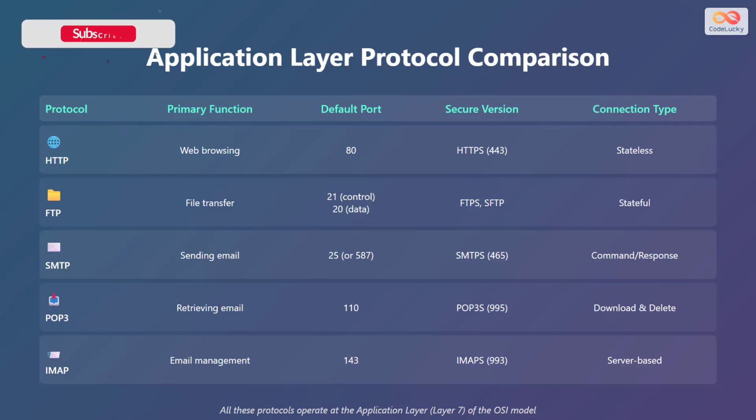IMAP's primary function is email management using port 143, and its secure version is IMAPS on port 993, and its connection type is server-based. All of these protocols operate at the application layer, also known as Layer 7 of the OSI model.